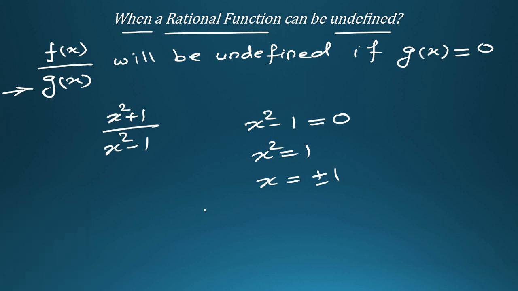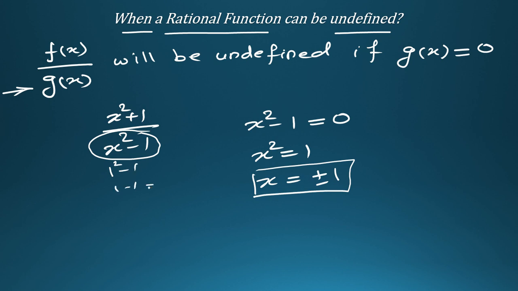So there are two values of x for which function will be undefined, and you can check here also by putting the value. If you will put x is equal to 1, then 1 square minus 1 means 1 minus 1, so denominator will become 0. So similarly you can solve many questions.